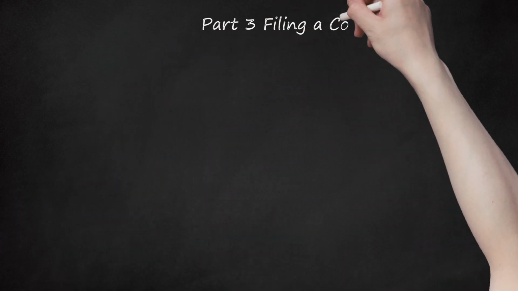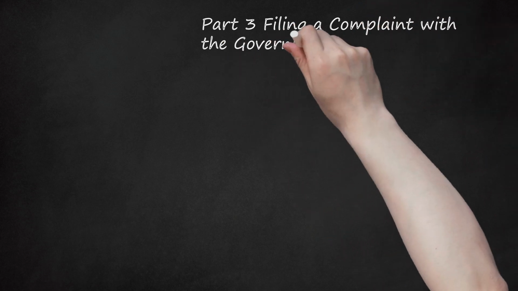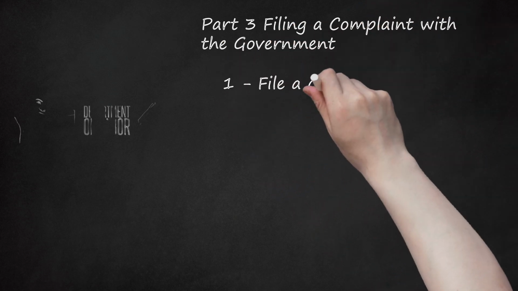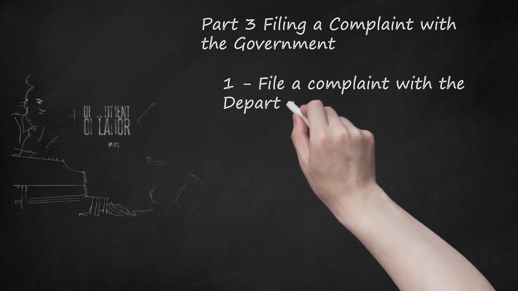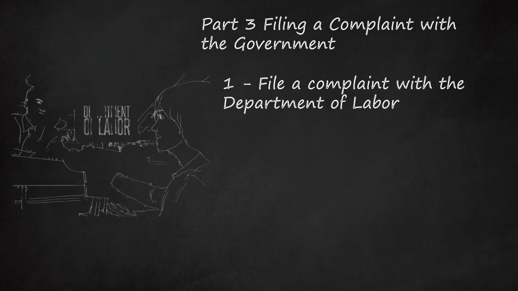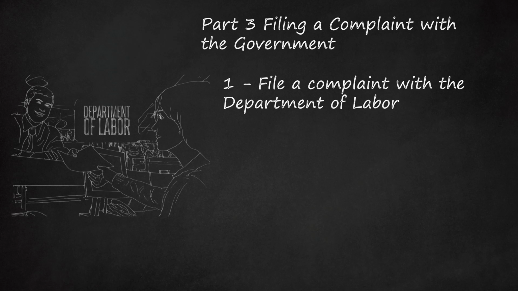Part 3: Filing a complaint with the government. 1. File a complaint with the Department of Labor. The Department of Labor, DOL, has the authority to investigate employers and recover unpaid wages on behalf of employees. Filing a complaint is free and confidential, and you can file even if you are an undocumented worker.